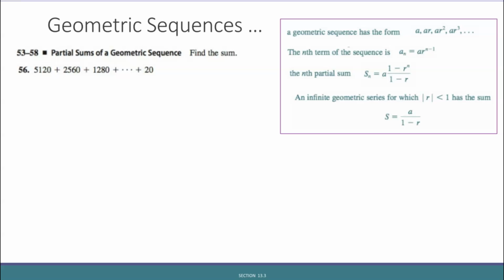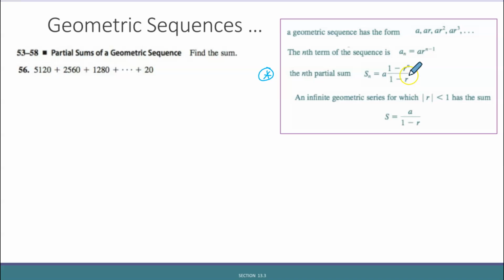Let's go on to the next example. Find the sum. Pretty vague, but at least we do know that it's a geometric sequence, so we can use our geometric formulas. We're not finding the sum of an infinite series, we're just looking at the sum of a partial series. So here's the formula we're going to use. What we're going to need to know is n. How many terms are appearing in the sequence? We know the first term, a, is 5120. We're also going to need to find r.